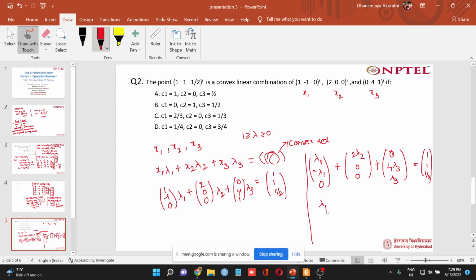Then this means lambda 1 plus 2 lambda 2 is equal to 1, minus lambda 1 plus 0 plus 4 lambda 3 is equal to 1, and 0 plus 0 plus lambda 3 is equal to half. Just solve it and let me know what is lambda 1, lambda 2 and lambda 3.